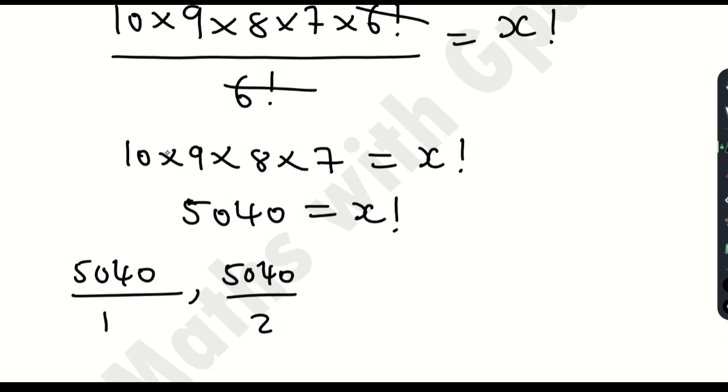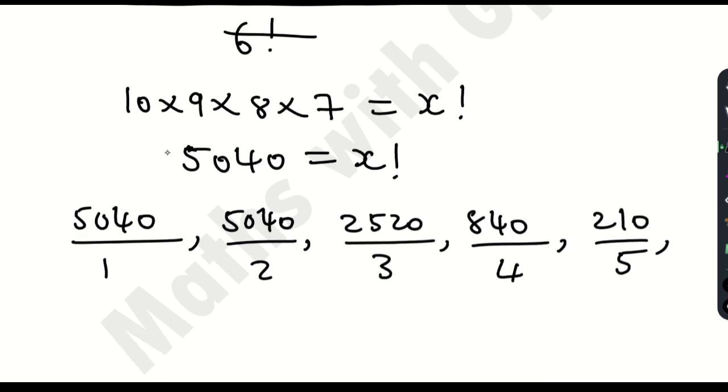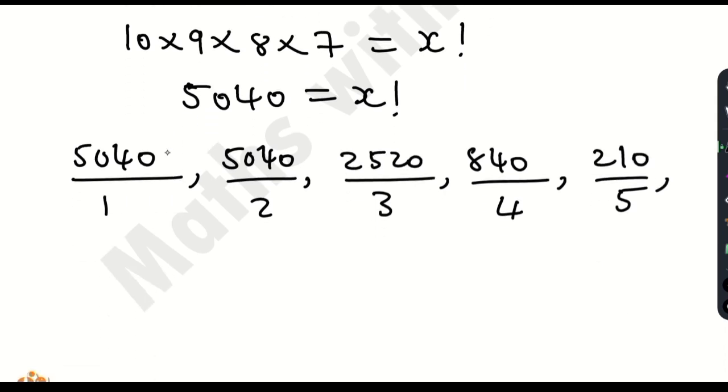So if you divide 5040 by 2, you get 2520. So you now divide it by what? By 3. So when you divide 2520 by 3, you are going to get 840. Now, what do you think you divide 840 by? The next integer, which is 4. So if you divide 840 by 4, you get 210. You divide this by 5. You keep going until you get to 1. So when you divide 210 by 5, you get 42.